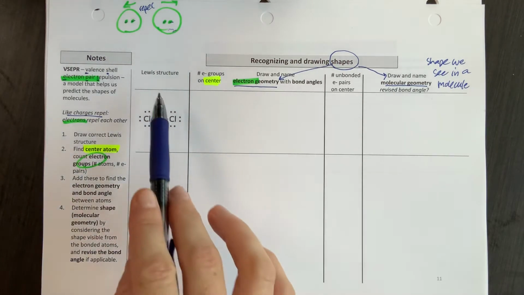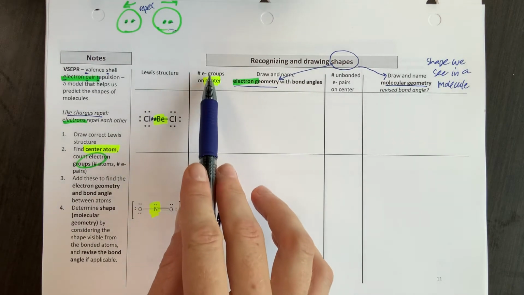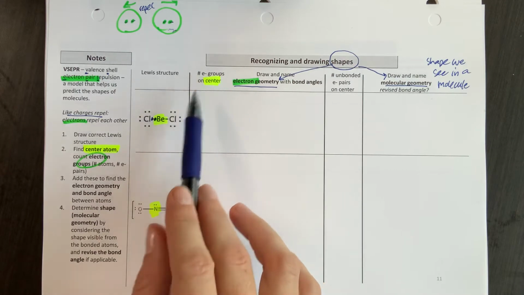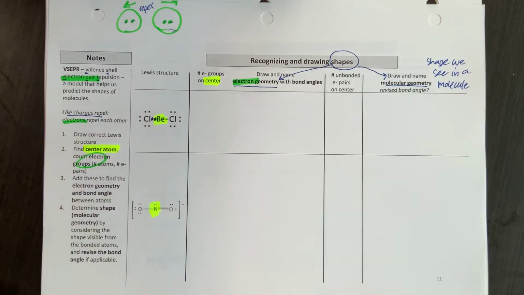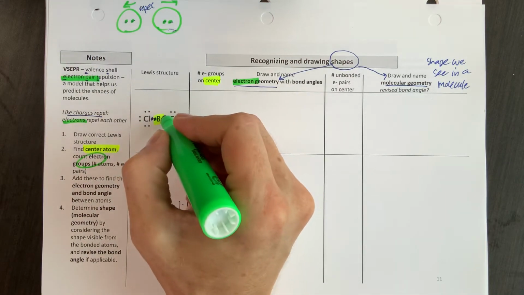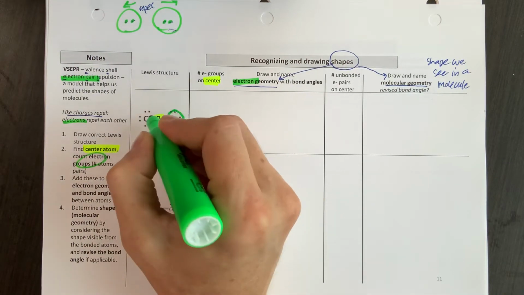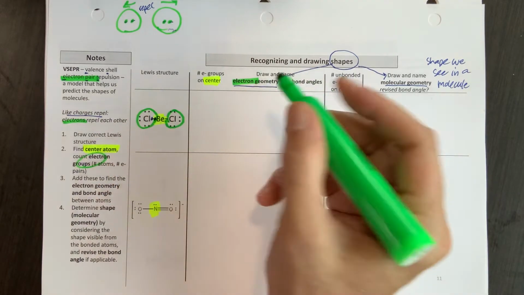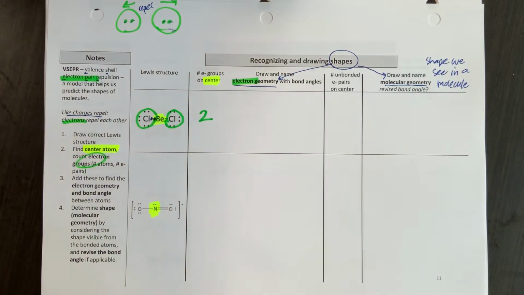As I look at this Lewis structure here, the first thing I want to think about is how many electron groups are on the center atom. Here's how I think about electron groups. The center atom is the yellow one, and I can see that it's connected to one atom here and a second atom here. So I would count that and say that there are two electron groups.